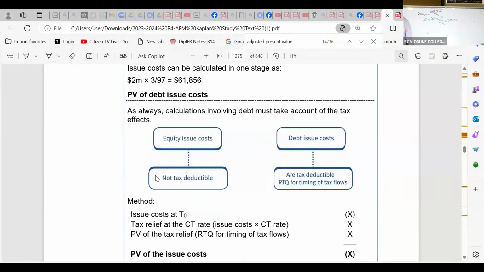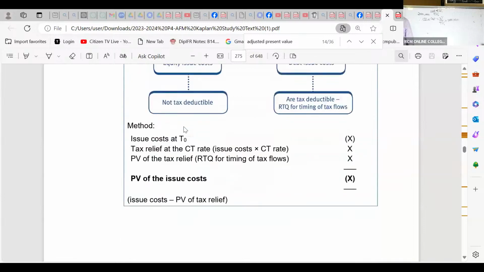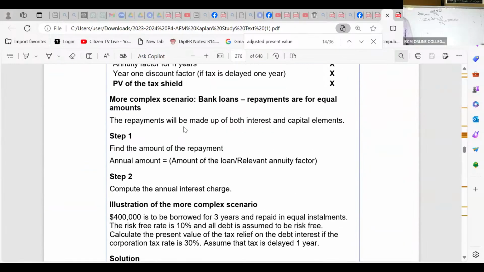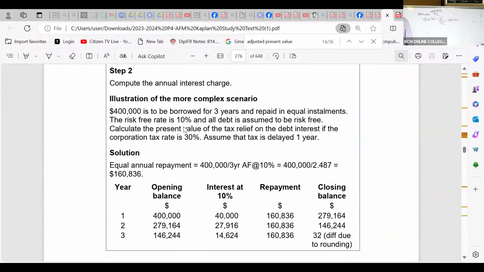So, present value of debt issue costs. This is very easy. I should be able to look at an illustration. This will really assist us here. We have been given a loan of $400,000. This $400,000 is to be borrowed for 3 years and repaid in equal installments. The risk-free rate is 10%, and all debt is assumed to be risk-free.